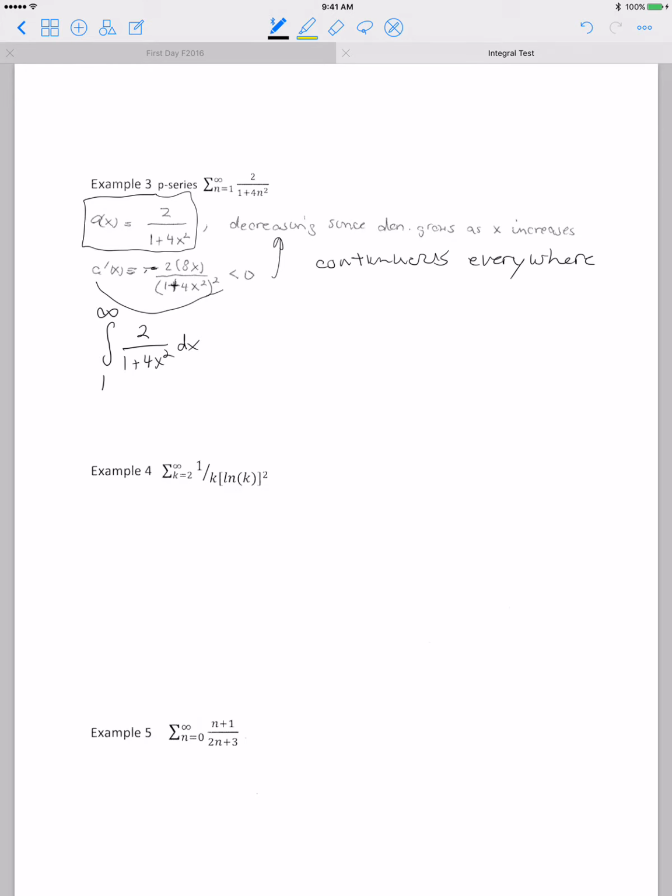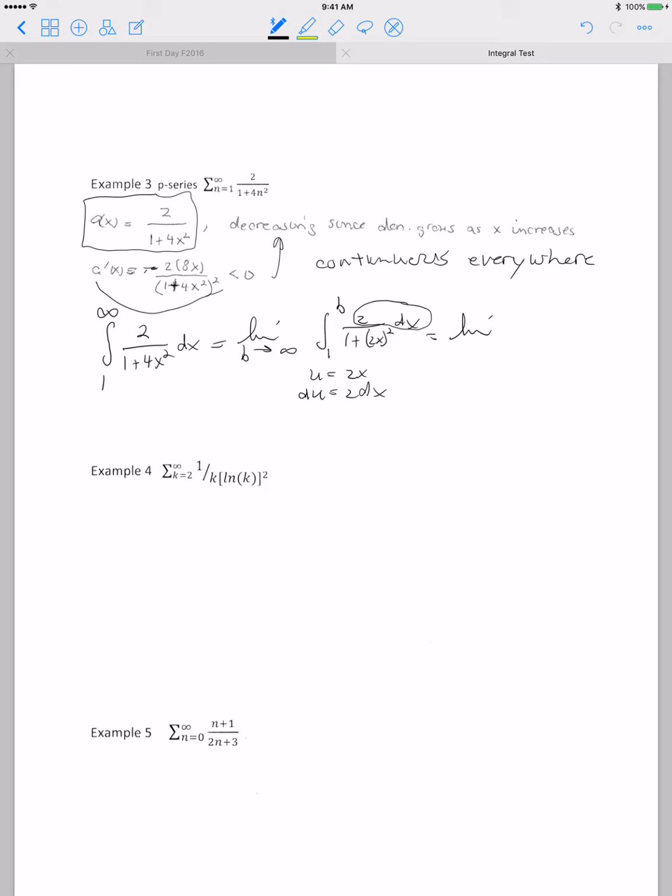Okay, now we have to actually determine the integral. So I'm going to replace the upper limit with a b, and I'm going to write 4x squared as 2x quantity squared to give you a hint as to how to proceed here. This is a u substitution integral, and we're going to let u be 2x. Therefore, du is 2 dx, and as a matter of fact, I have 2 dx sitting right here. So I have my du sitting there.